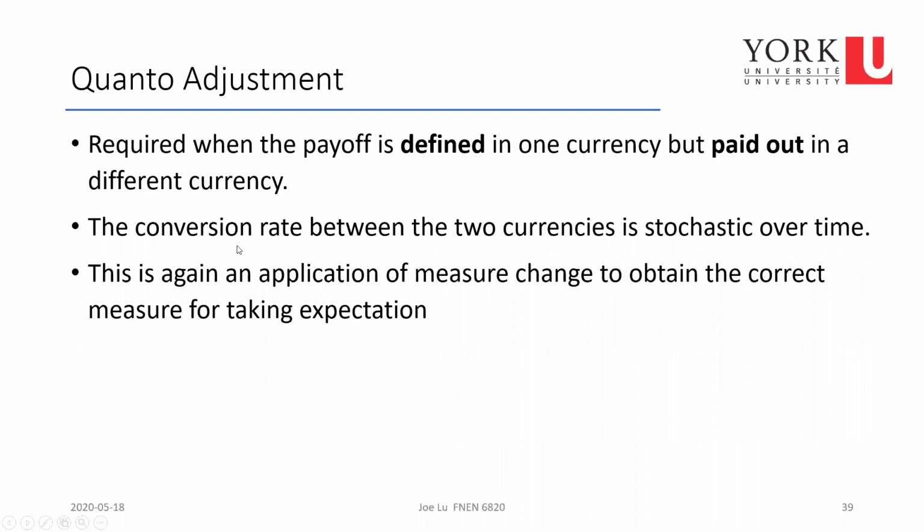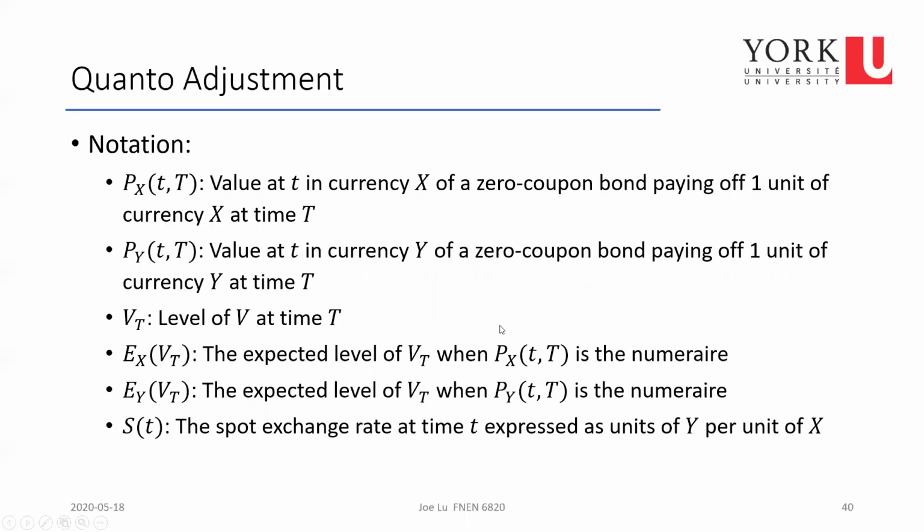Now, another requirement for quantum adjustment is that the conversion rate between the two countries is stochastic over time. Basically, it means that the exchange rate is stochastic. So you will see that this quantum adjustment is really another application of change of numeraire when we're trying to take expectations. So first of all, let's take a look at some of the terms we defined to help our analysis.